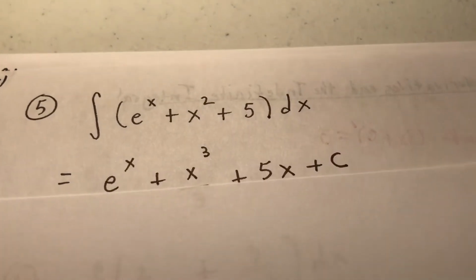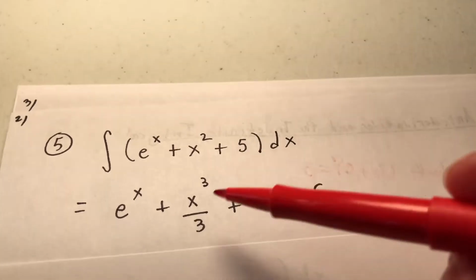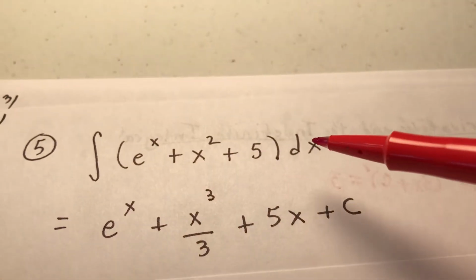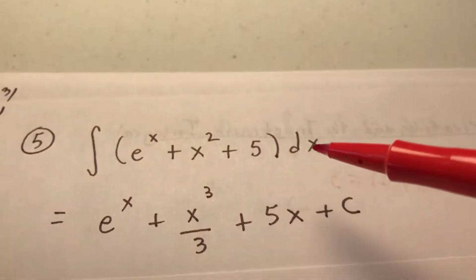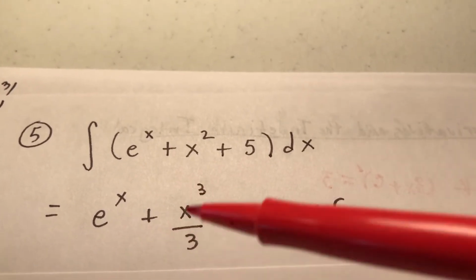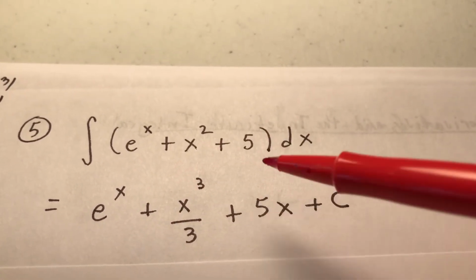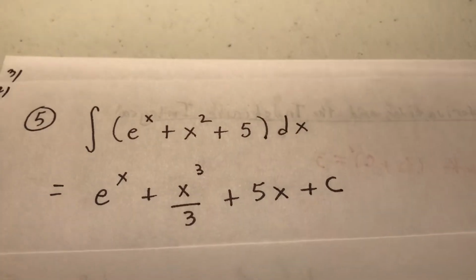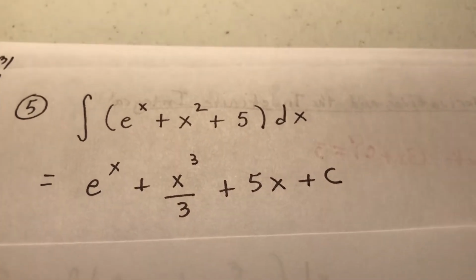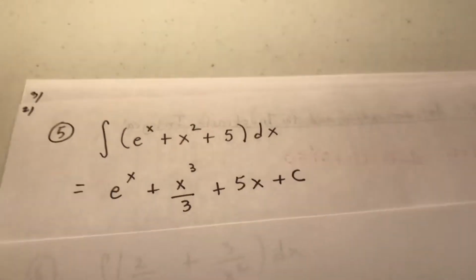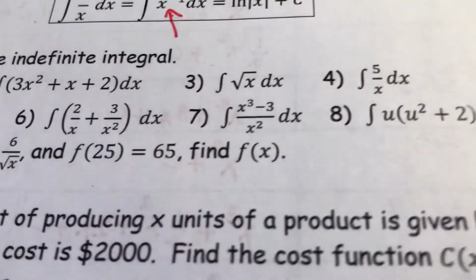So here we go. The integral of e to the x. And notice, as soon as you integrate, this integral and the dx go away. So I've got e to the x plus x to the 3rd over 3 plus 5x plus c. And that's simplified. There's nothing else to do here. Done. Number 6. Let's have something more challenging.